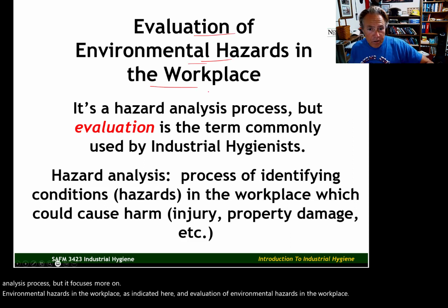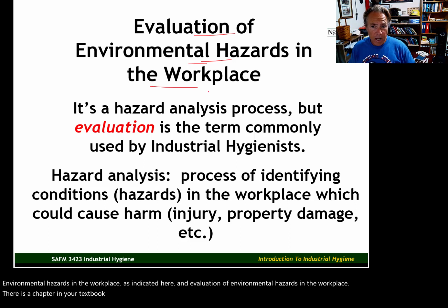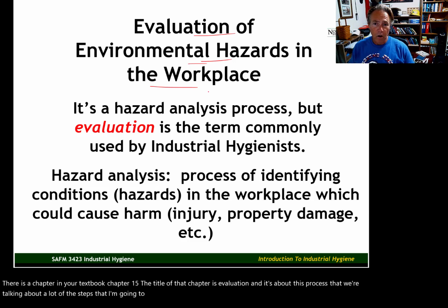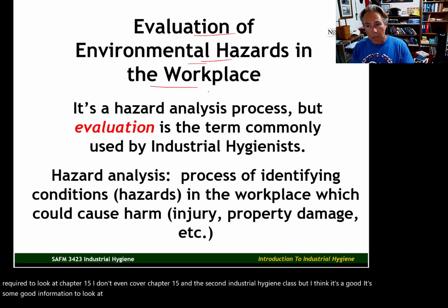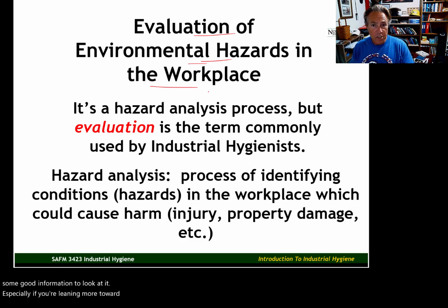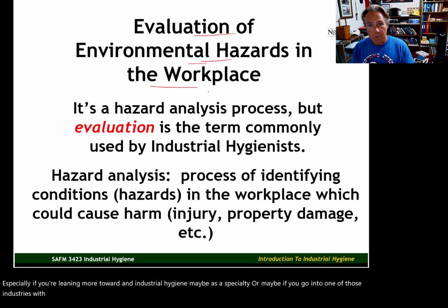There is a chapter in your textbook, chapter 15. The title of that chapter is Evaluation, and it's about this process that we're talking about. A lot of the steps that I'm going to outline just very briefly are discussed in more detail in chapter 15. You're not required to look at chapter 15. I don't even cover chapter 15 in the second industrial hygiene class, but I think it's some good information to look at, especially if you're leaning more toward industrial hygiene, maybe as a specialty, or maybe if you go into one of those industries with more industrial hygiene types of hazard exposure.